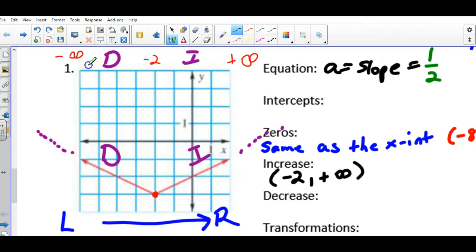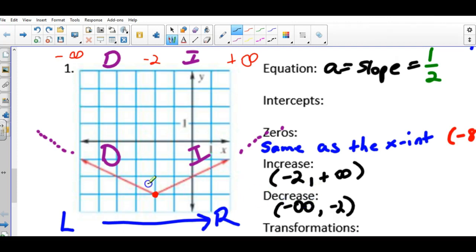As long as you can set it up here and understand your line as you approach the vertex from left to right, you'll be fine. So again, from negative infinity way out here, I'm walking along this line, I'm going down to the vertex. So that would be a decrease. So for my decrease, we say from negative infinity to negative 2 is going to be our decrease. And then from negative 2 to positive infinity is our increase. There's your increase and then decreasing.